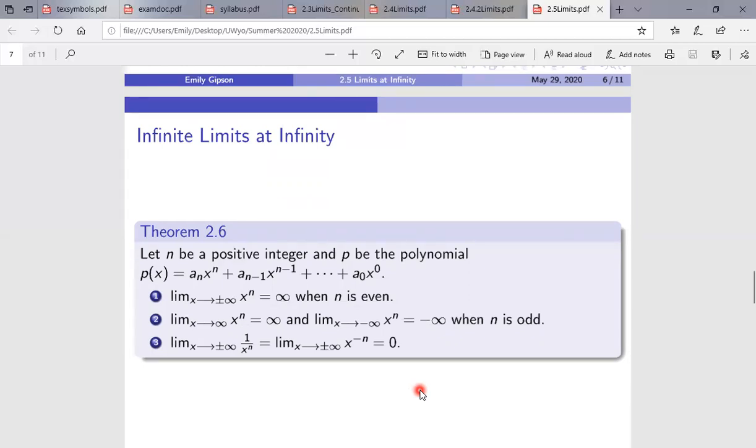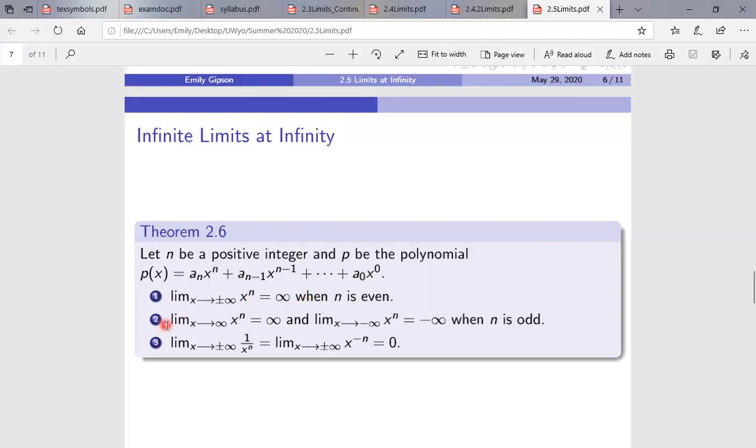So let n be a positive integer and p be the polynomial that we're talking about. And in this case, again, we have our original definition, p of x equals a_n times x to the power n plus a_(n-1) times x to the power n minus 1 plus, all that stuff in the middle that we don't want to rewrite, plus a_0 times x to the power 0. And when this is our definition of the polynomial, the limit as x approaches positive or negative infinity of x^n equals infinity when n is even.